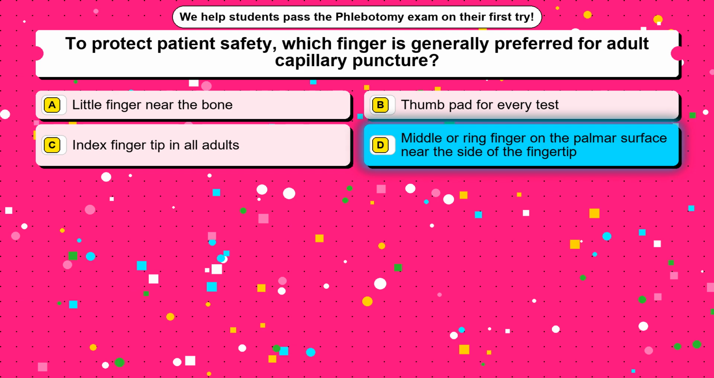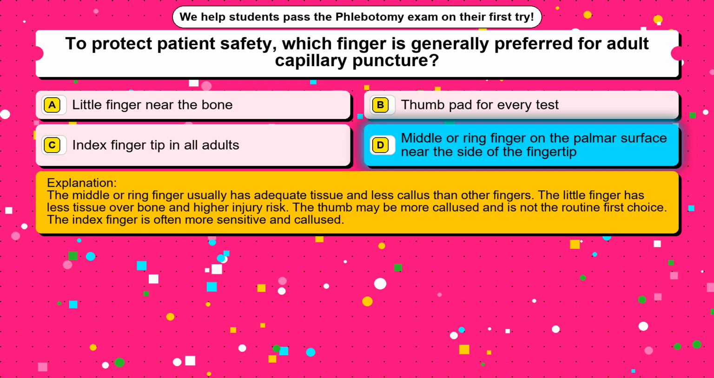The correct answer is option D. Middle or ring finger on the palmar surface near the side of the fingertip. The middle or ring finger usually has adequate tissue and less callus than other fingers. The little finger has less tissue over bone and higher injury risk. The thumb may be more calloused and is not the routine first choice. The index finger is often more sensitive and calloused.